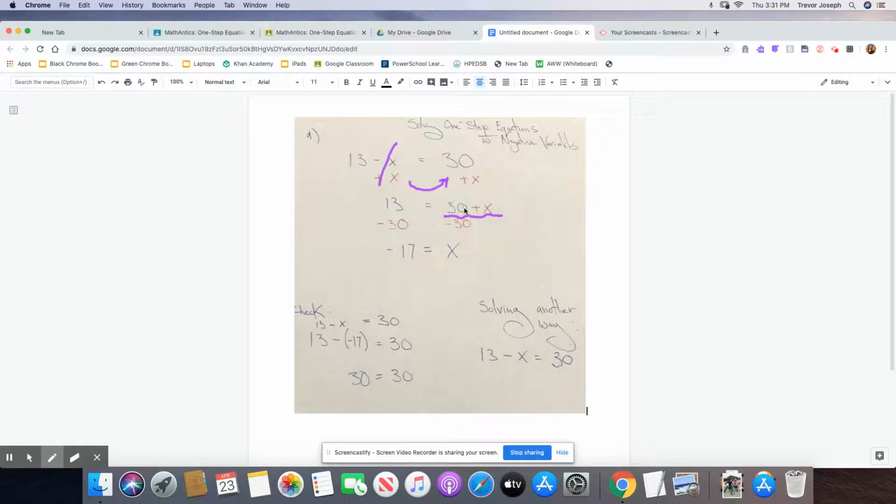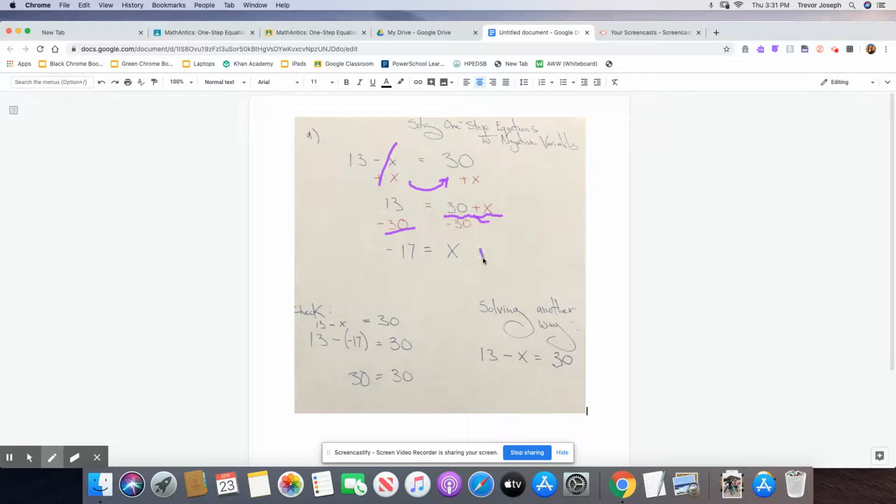Now this looks more manageable, and it looks familiar. I'm going to keep my positive x on this side and move my 30 over here with the 13, which is a constant. In order to do so, I must undo it. I must make it a zero pair. I'm going to take away 30, and when I take away 30, I must do that to the other side. My answer is negative 17 equals x.